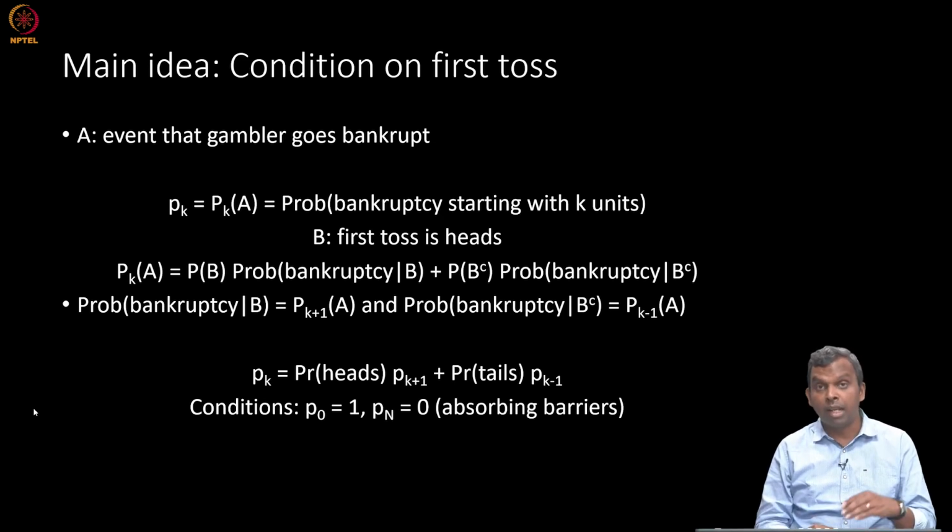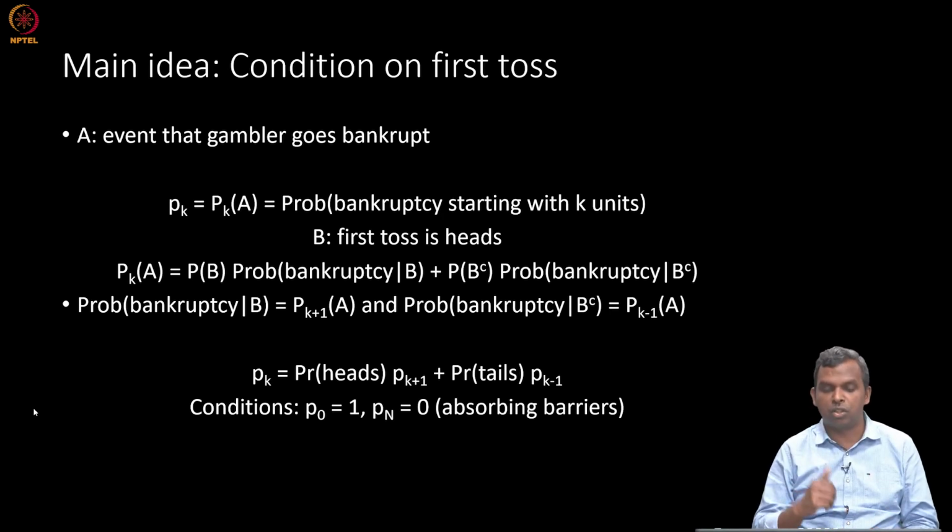Okay. The next event is the first toss. I'm going to condition on that. So let me give it a name, right? This event B is the event that the first toss is heads, right? So the toss of the first coin is heads. Okay, that's B. Now let's condition on B, right? The first toss could be B or B complement, right? So it could be heads or tails.